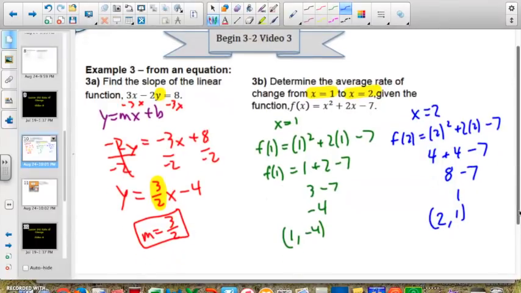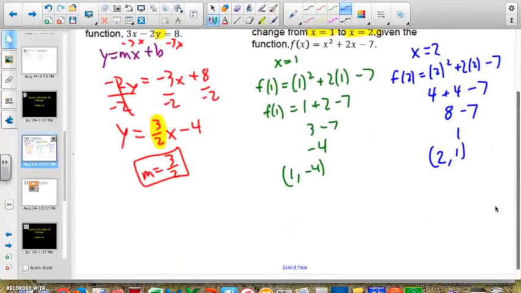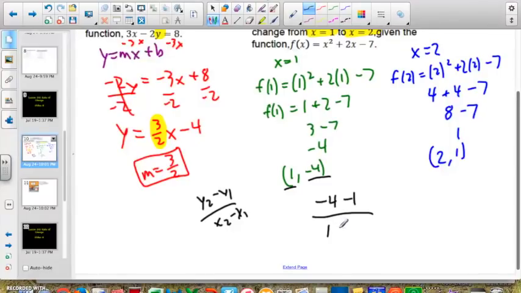So now we have two ordered pairs. This is going to be very similar to what we looked at in the first video where we were looking at the rate of change from ordered pairs. Remember our formula, y2 minus y1 over x2 minus x1. So I'm going to start with negative 4 on top, minus 1. Since I started with negative 4 on top with my y's, I need to start with 1 first on my x's. So I'm going to do 1 minus 2.